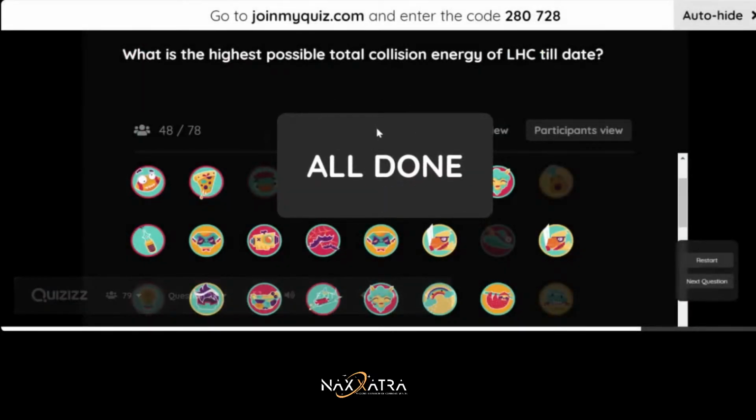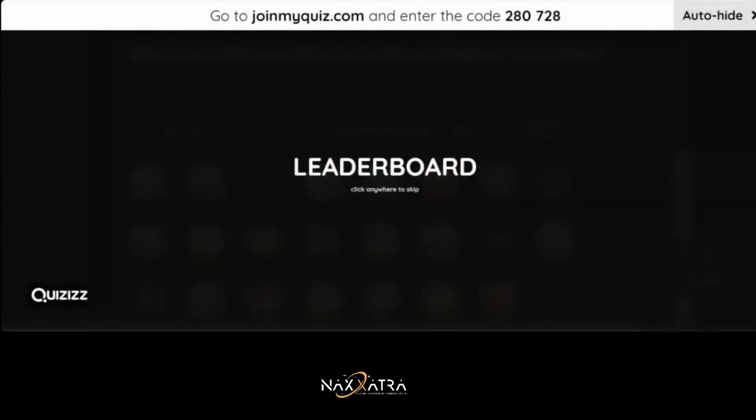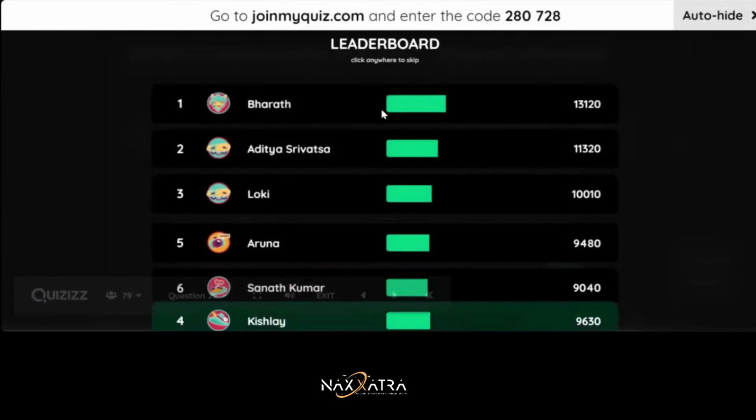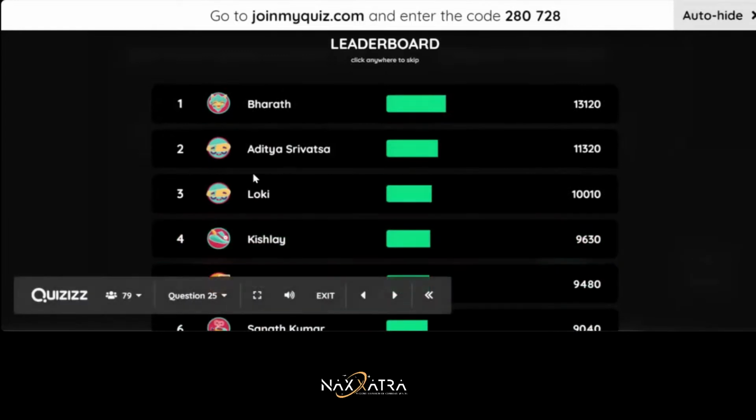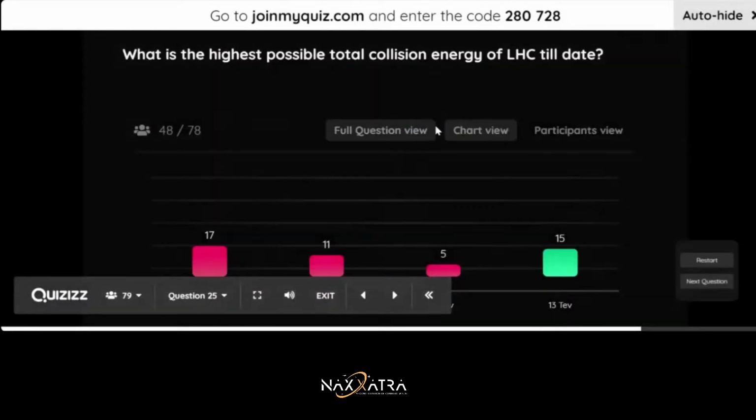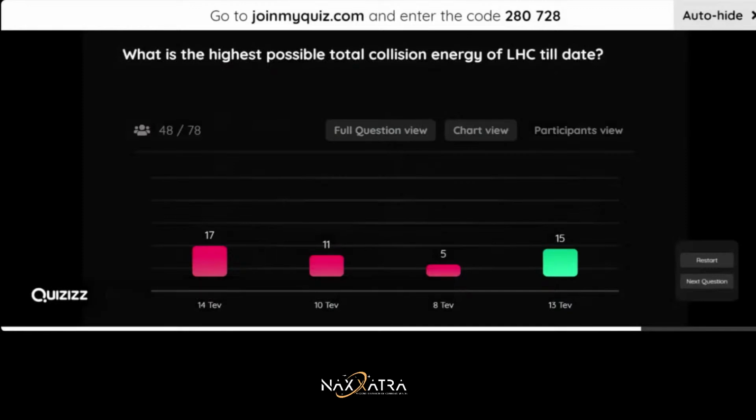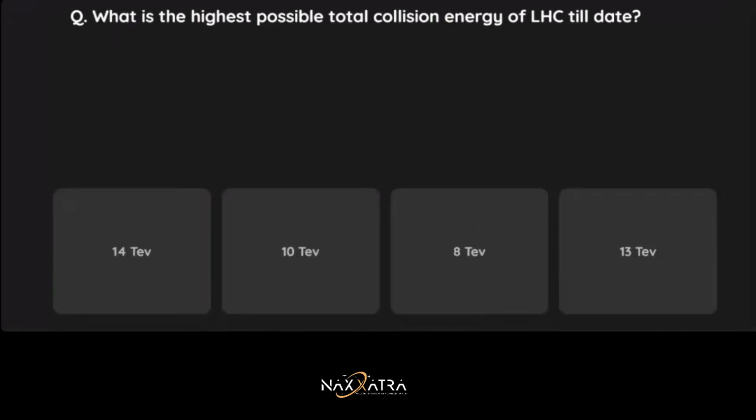So the correct answer is 13 TeV. Now, why 13 TeV? Okay, we have the leaderboard. We have Bharat, Aditya, Loki, Kishle leading. So now why 13 tera electron volts? Because the Large Hadron Collider tries to mimic the Big Bang, isn't it? By creating more energy and temperature. The main function of the Large Hadron Collider is to create the conditions of the Big Bang such that the particles which were present in that era of the Big Bang are produced.